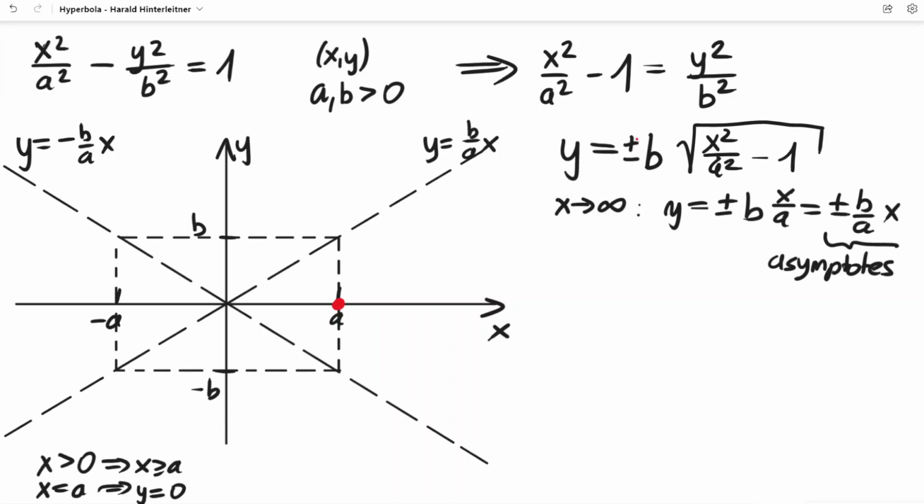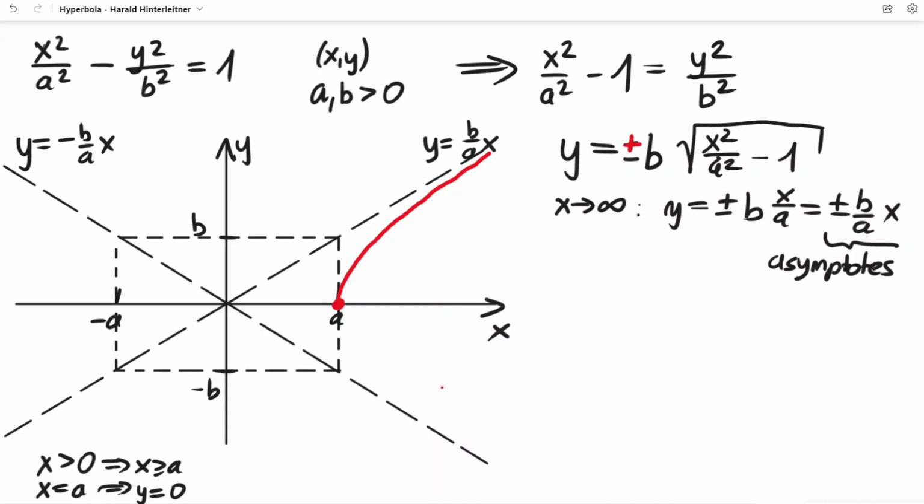So next we only consider the positive branch of the root, so only plus b. And you see, this is a root function, and the asymptote is b over a times x. So it must look like a root function, but the asymptote is here, approaching the line. So this is the right upper positive branch.